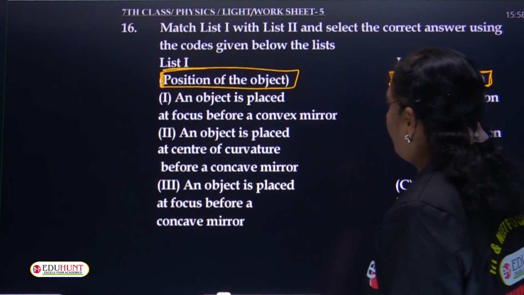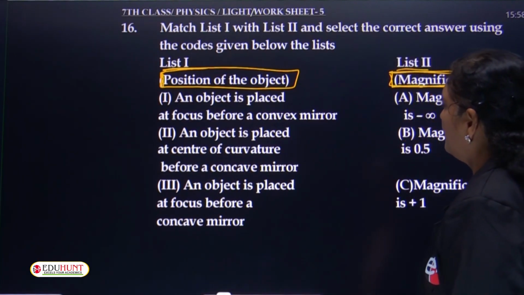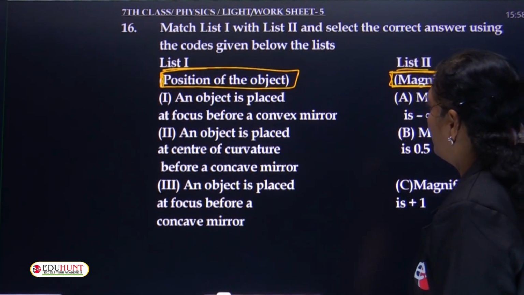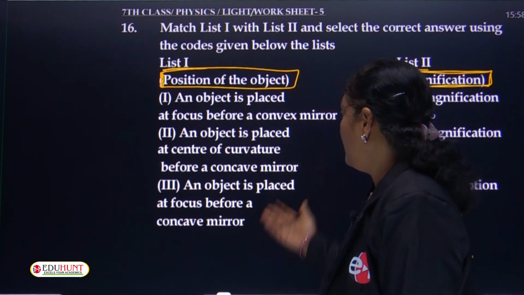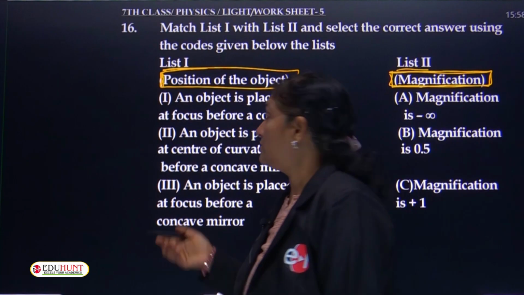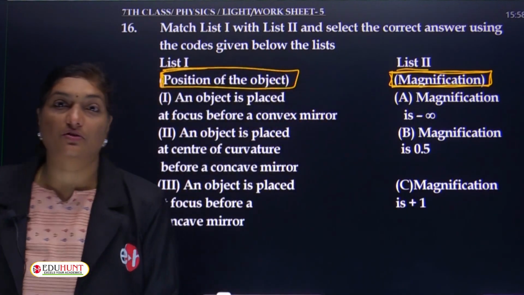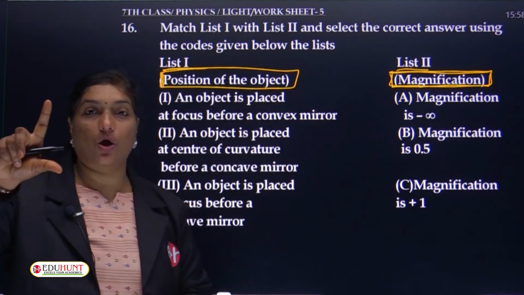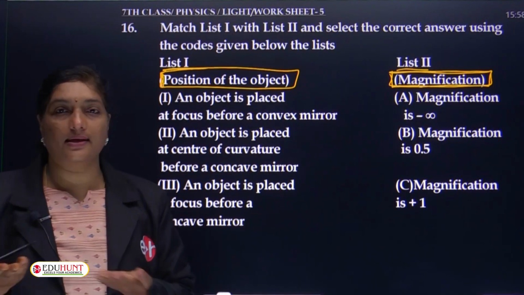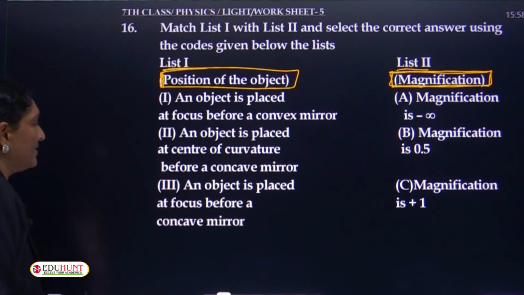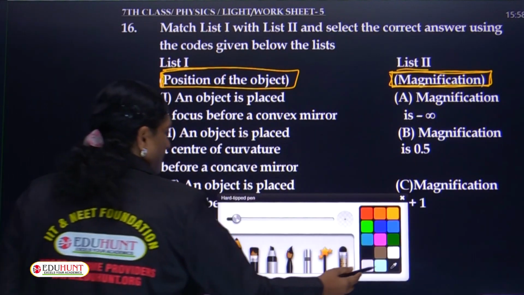Find out the value of u is also unknown, v is also unknown. Object is kept at focus. But what about the image? In order to find out the magnification, first of all, you need to find out the size of the object as well as the size of the image, or the distance of the object and the distance of the image. Then only you can solve the problem.